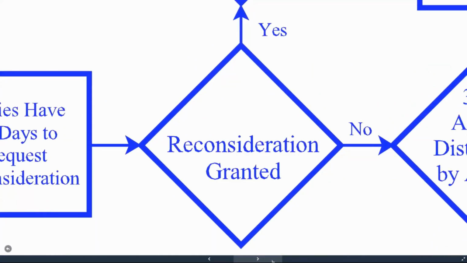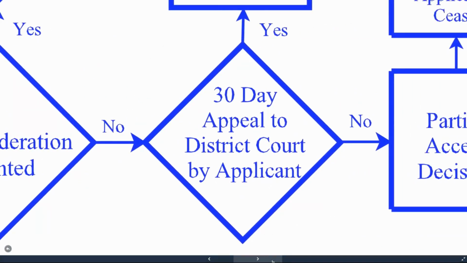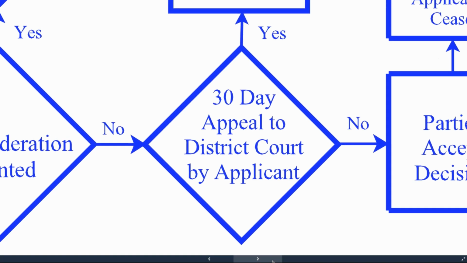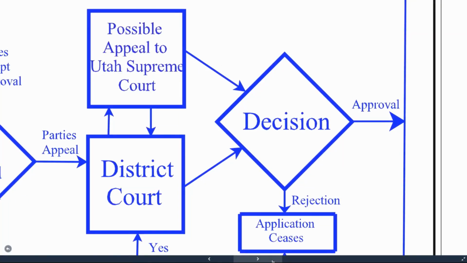Now let's look at the remedies if reconsideration was not granted. A party may, within 30 days, file for judicial review with the appropriate district court. Again, the result of a judicial review will be a decision by the court. The decision may be consistent with the order of the state engineer, or it may reverse the state engineer's decision. If the court's decision approves the application, the applicant may proceed with developing the project. If the order by the court rejects the application, it will cease. A party may file for an appeal of the district court's decision with the Utah Supreme Court.